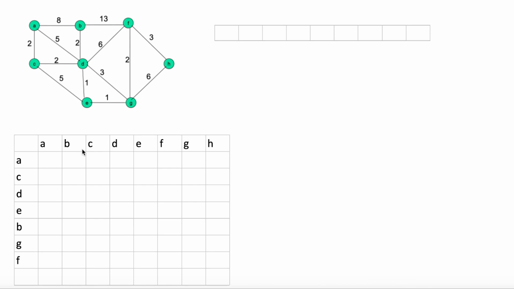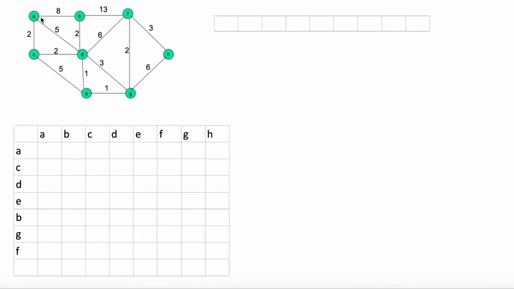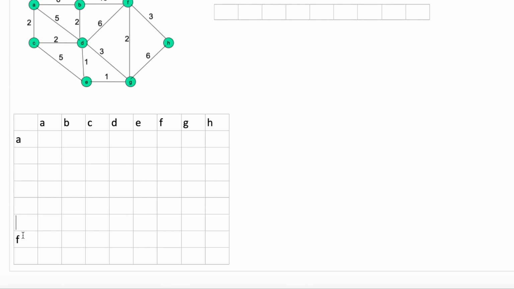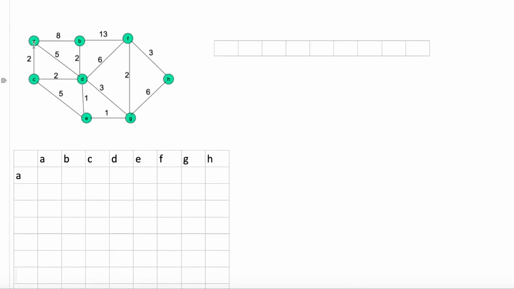So consider this graph. We have many vertices here and consider our source is A. First we will create a table. Initially all the columns are filled with vertices. Here my vertices are A through H, so I'm filling from A through H. My source is A, so I'm writing A here. I'm trying to fill these boxes now. So please pay attention. When I'm trying to fill this box, I will consider the neighbors of A. My neighbors of A are C, B and D.